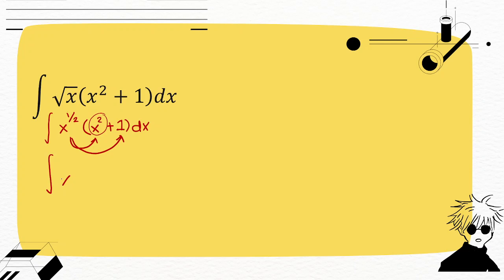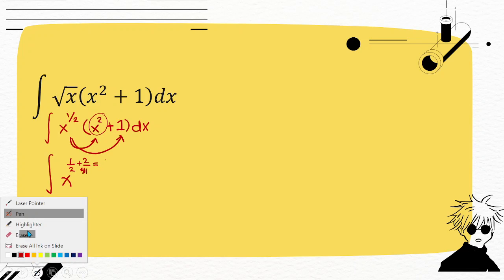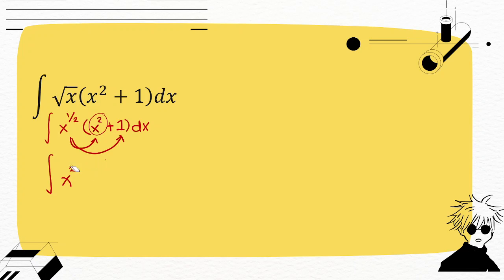If we multiply, we add the exponents. So 1/2 plus 2. What's the answer? 5/2. Basically, we will have the integral of x raised to 5/2 plus the other one, x raised to 1/2 dx.